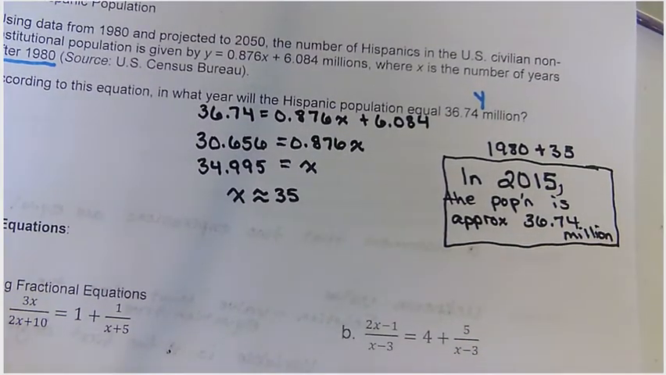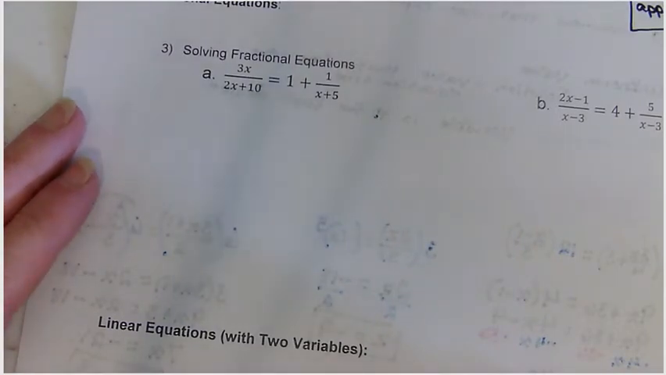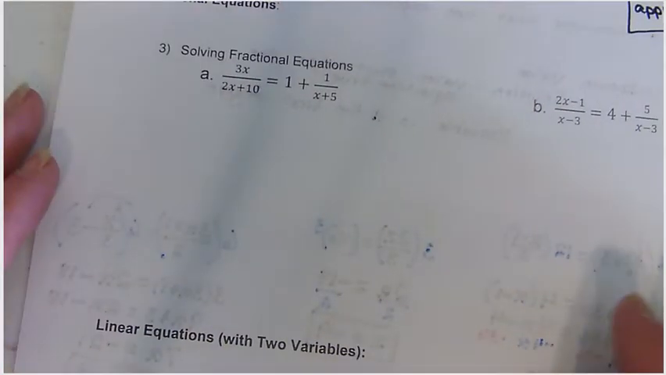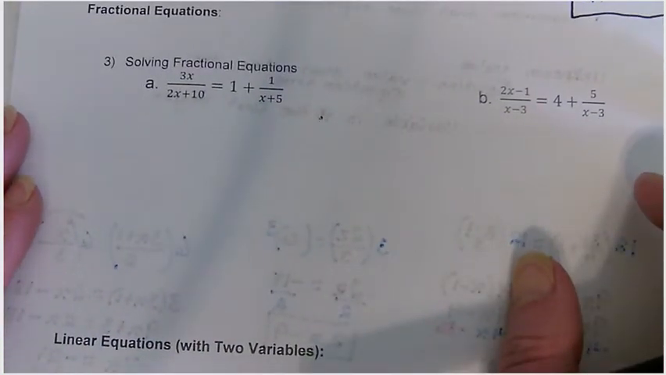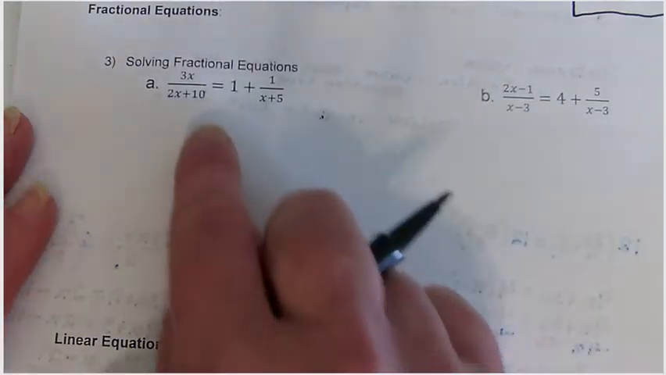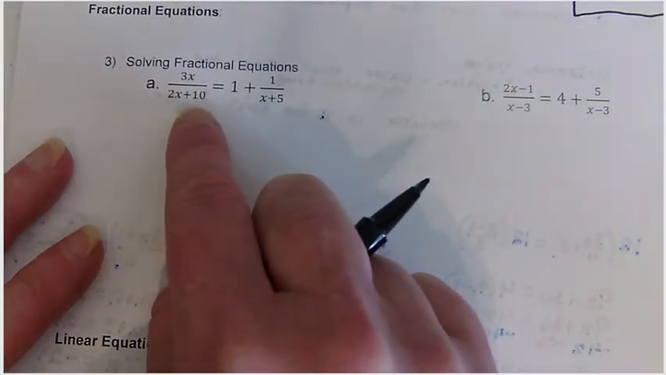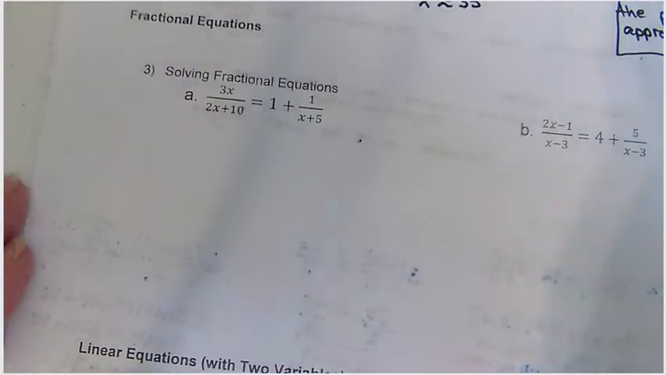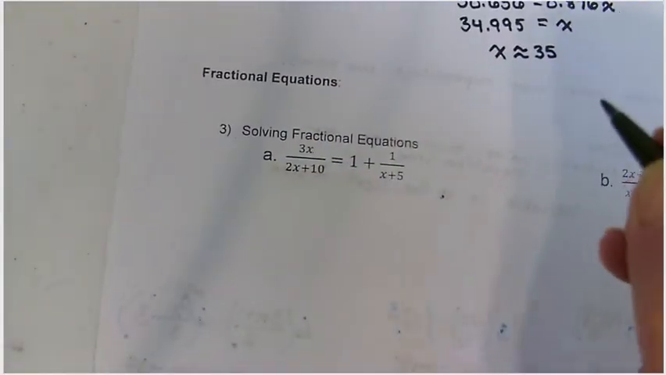Okay, the next type of equations are what are called fractional equations. That just means we have a whole bunch of fractions and the variables could be in the denominator. This is also called rational equations. But we're going to use the same technique we used in example 1. We're going to multiply by the least common denominator, which in this case would be 2x plus 10, because let's think about 2x plus 10.